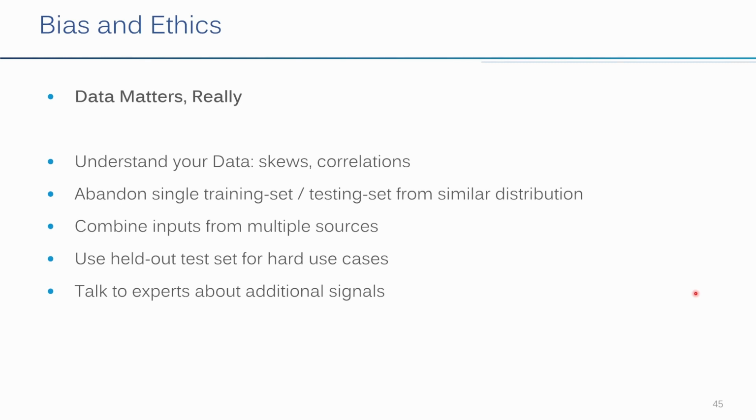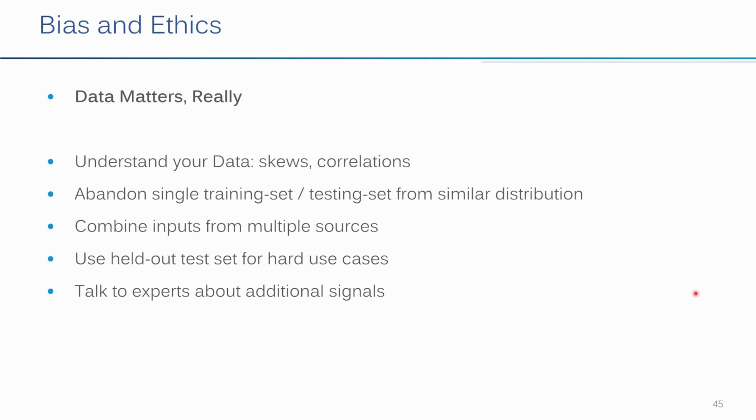So how skewed is your data given the characteristics that you have? Of course, how do they correlate among themselves? Is this data really representing the aspects that I'm trying to convey, and by representing them, am I, by consequence or by direct effect, harming another group? Yes or no? Also, abandoning a single training and testing set from a similar distribution is quite advisable.